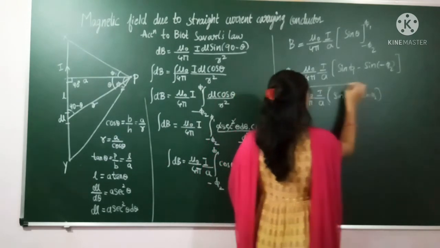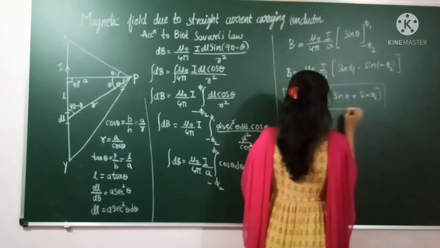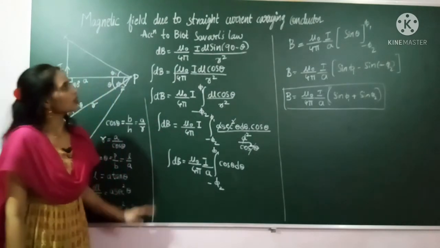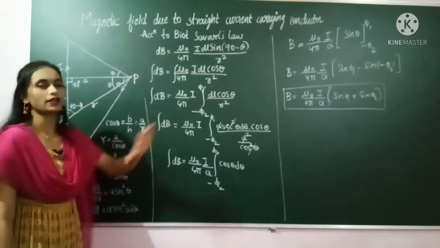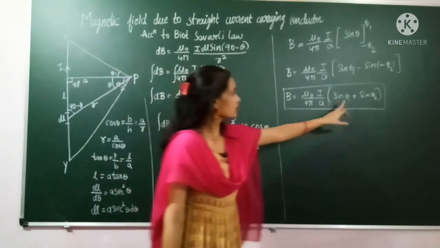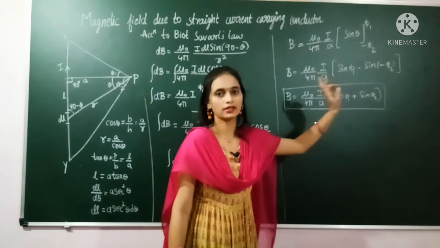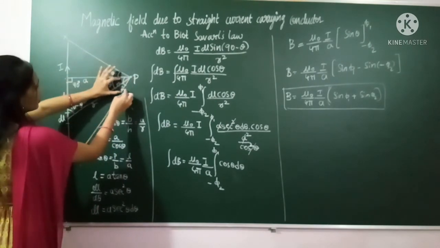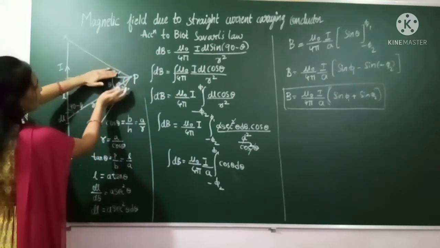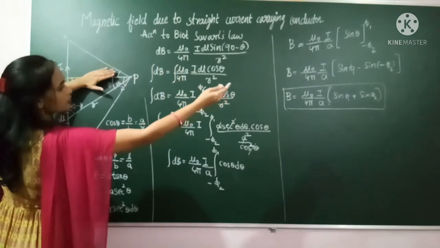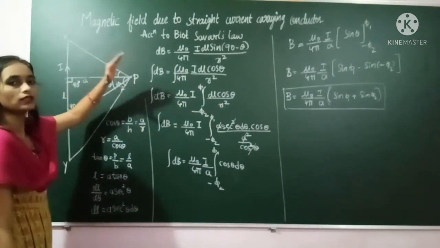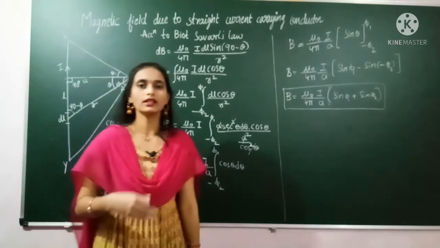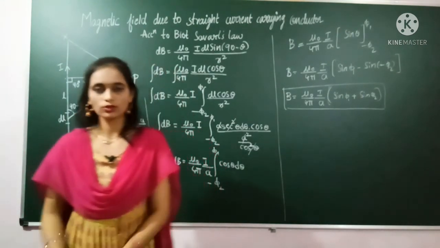So this is the final equation. This is our final result of magnetic field due to the complete wire. This is all about magnetic field due to a straight current carrying conductor. If you substitute the phi 1 and phi 2 values, then we will get the total magnetic field. Suppose this angle is 30 degrees and this is 60 degrees. If you substitute those phi 1 and phi 2 values in that equation, then you will get the magnetic field. In the next class we will calculate for the infinite length of the wire. So stay tuned.